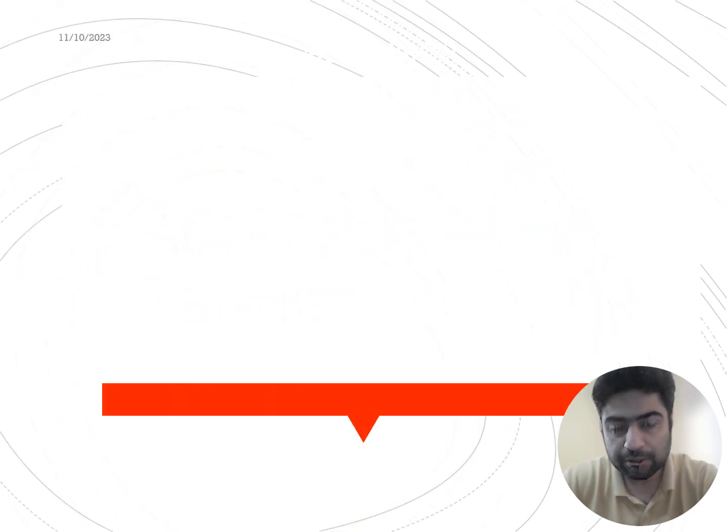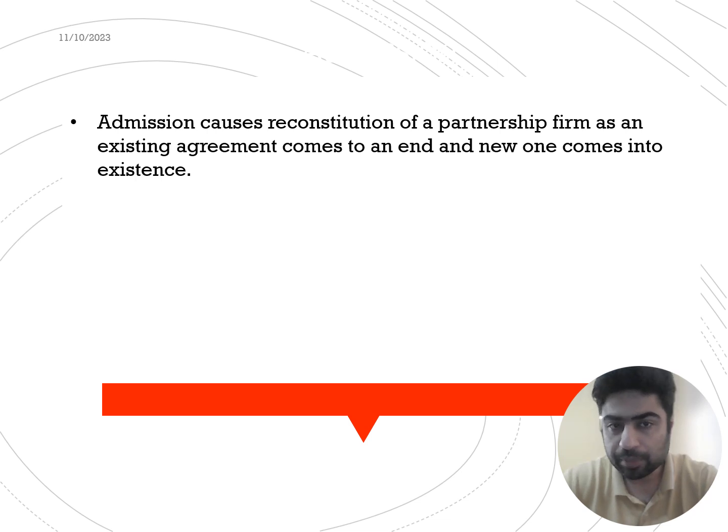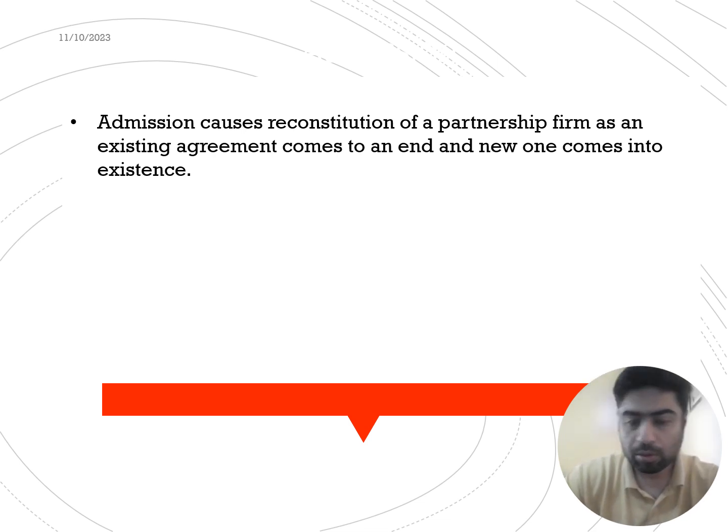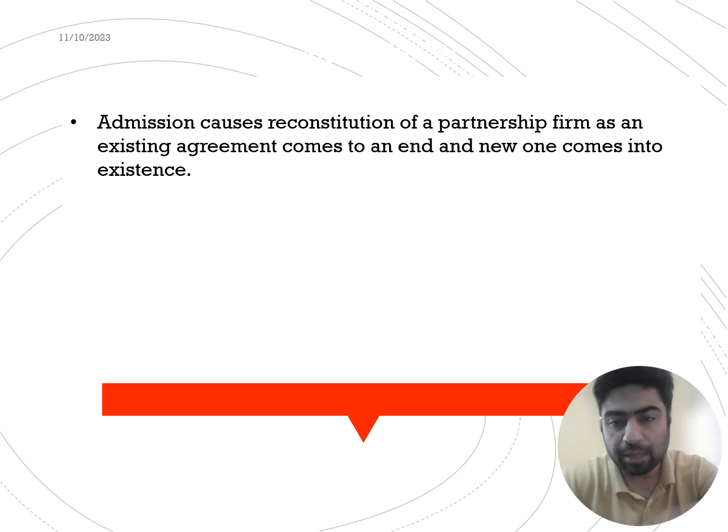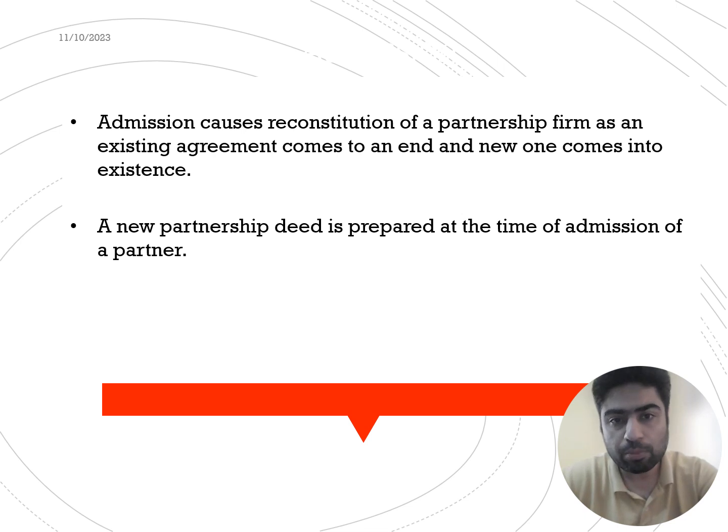First we'll just have a brief introduction of admission of a partner. So admission causes reconstitution of a partnership firm, as the existing agreement will be coming to an end and a new one will be coming into existence. So पहली चीज तो ये कि नया पार्टनर आ रहा है तो पुराने पार्टनरशिप एग्रीमेंट में जो भी पुरानी टर्म्स एंड कंडीशंस हैं उनको तो आपको एंड करना ही पड़ेगा, there is no doubt about it. और नए पार्टनर के साथ नेगोशिएशन करने के बाद जो भी टर्म्स एंड कंडीशंस होंगी उन टर्म्स एंड कंडीशंस को एक नए एग्रीमेंट के फॉर्म में प्रिपेयर किया जाएगा, right. Secondly, a new partnership deed will be prepared at the time, which is more or less the same as point one.